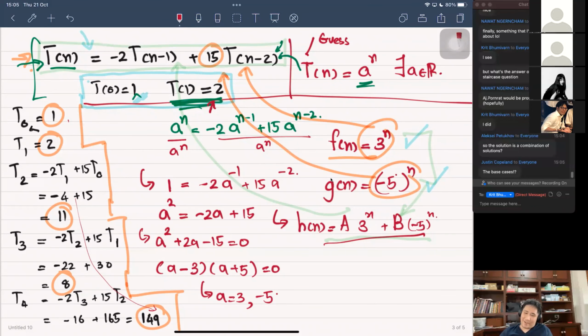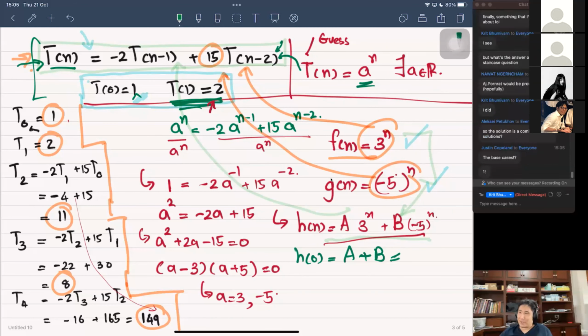The base case is very good, right? So you hope that h of 0, not 1, sorry, h of 0, which is a plus b, since 3 to the 0 is 1, is equal to what? Justin, tell me. h of 0 should be equal to 1. Okay, 1 factorial is 1, so 1.